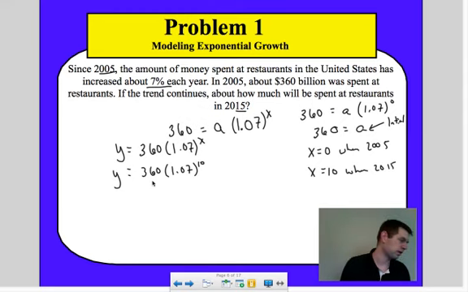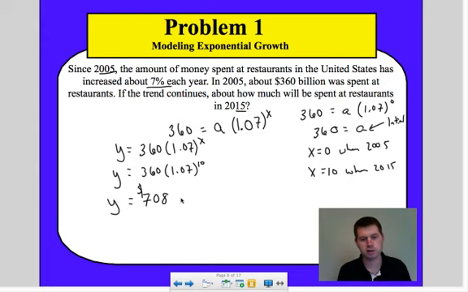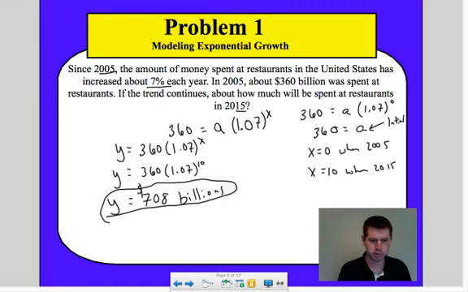We're actually going to have to multiply this. Okay, so when we multiply this number, you should get in the end 708 for our cost, our revenue. But that would be how much is spent at restaurants, spent in billions. Okay, so you're going to take 1.07 to the 10th and then multiply that by 360. This is definitely something I expect you to do on a calculator, not in your head or really by hand. There's really no point to do that by hand.